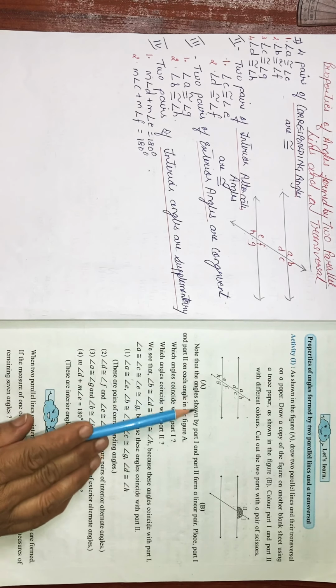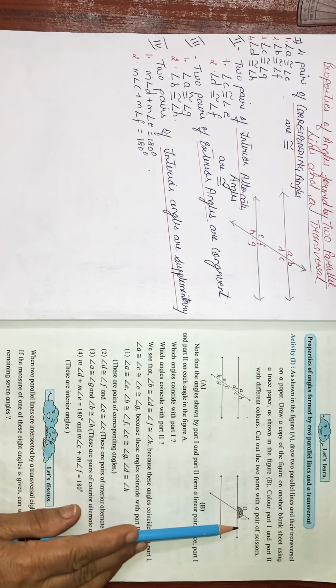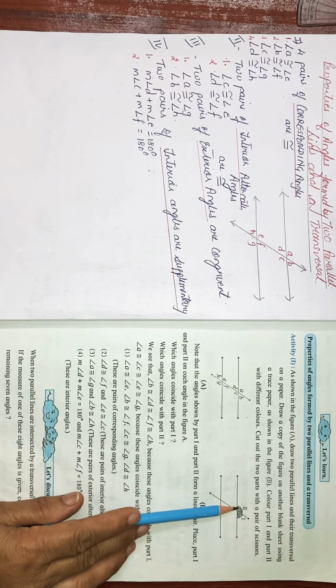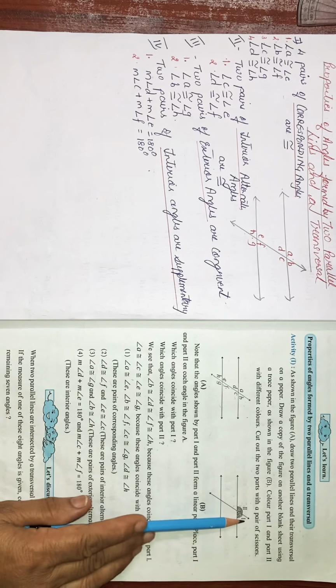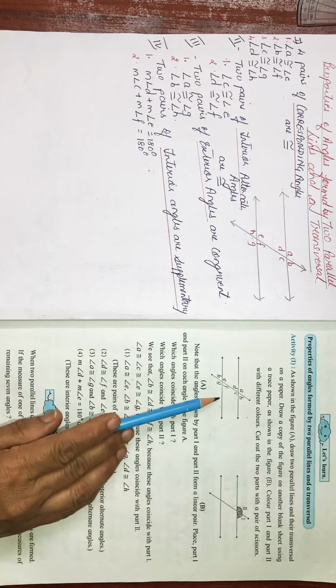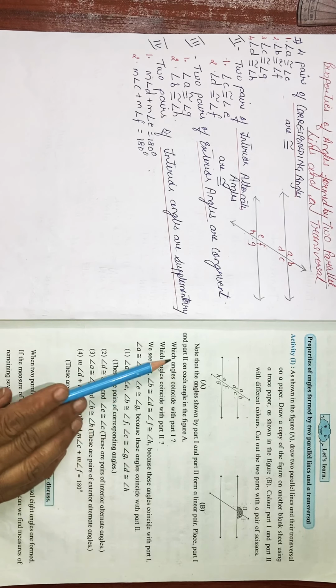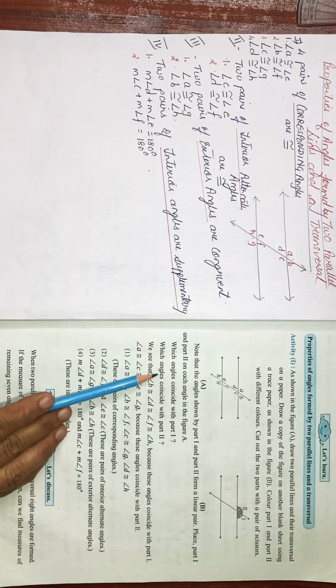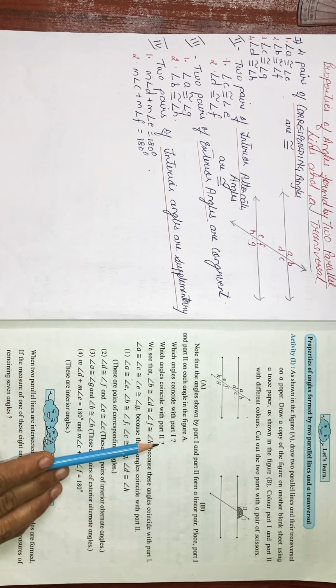Note that the angles shown by part 1 and part 2 form a linear pair. See, this is a linear pair. Place part 1 and part 2 on each angle in figure A. So, which angles coincide with part 1? Which angles coincide with part 2?